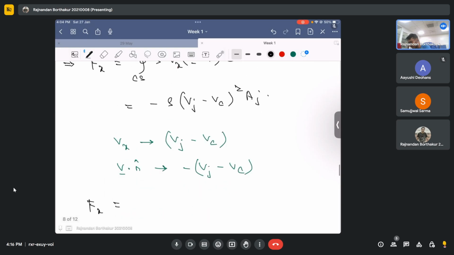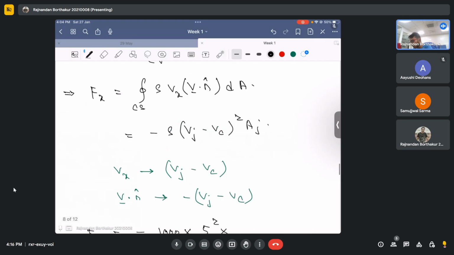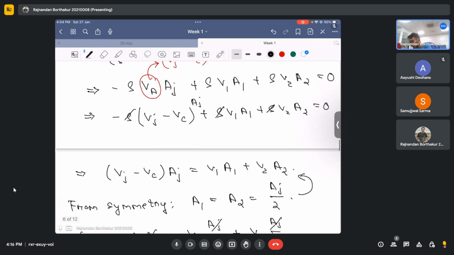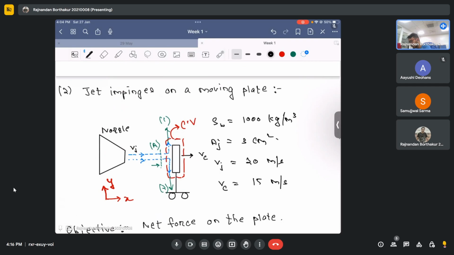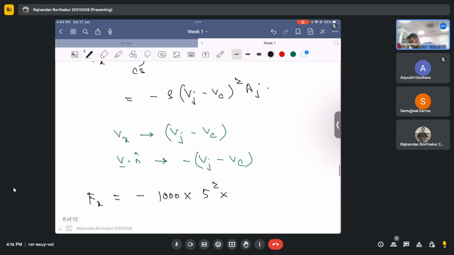Which means now the force Fx is basically minus rho, which is 1000, we all know the density of water, times Vj minus Vc, which is 5, so 5 squared, times the area of the jet. The jet area is given to us. What is the jet area? The jet area is 3 centimeter squared. So it becomes 3 into 10 to the power minus 4.